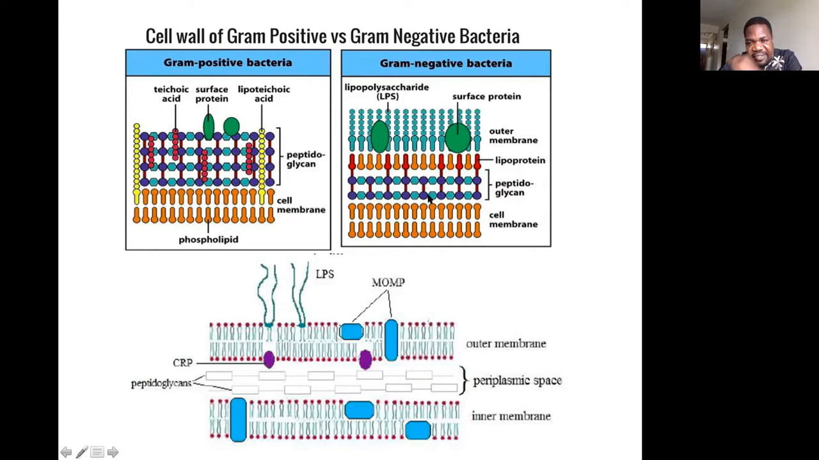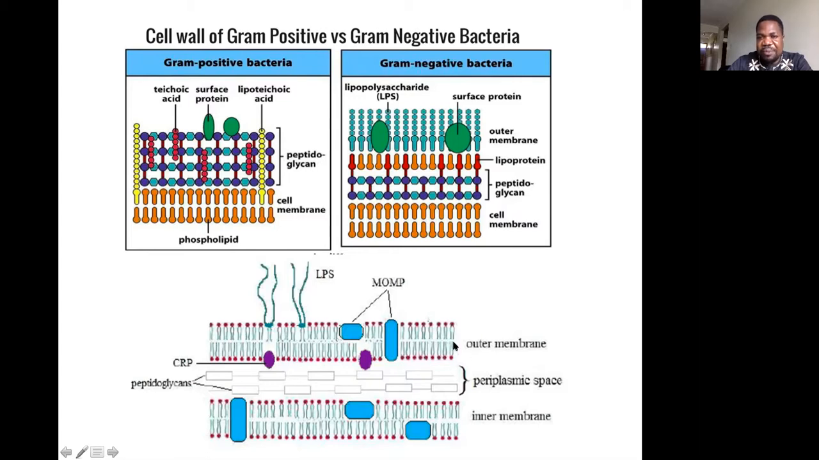Then you have a very thin peptidoglycan layer. Then you have the cell membrane inside. So that's why sometimes there are also some molecules that are not able to penetrate in a gram-negative because of the outer membrane. The porins of the outer membrane may block some of the molecules to come in. But chlamydia is none of this, because chlamydia has a completely different structure.